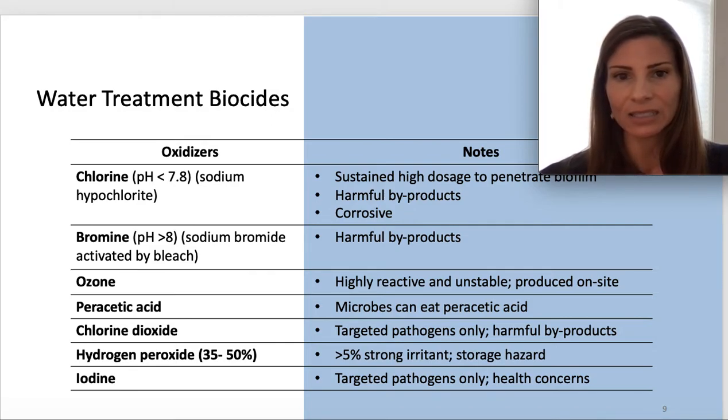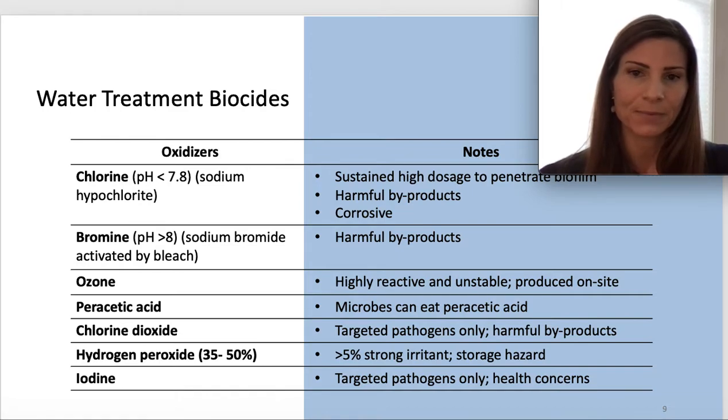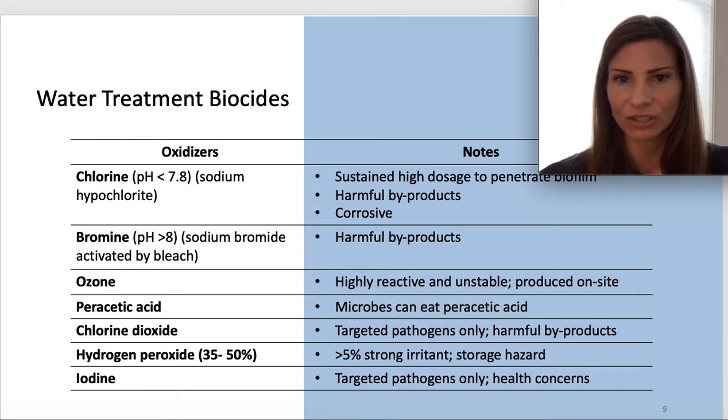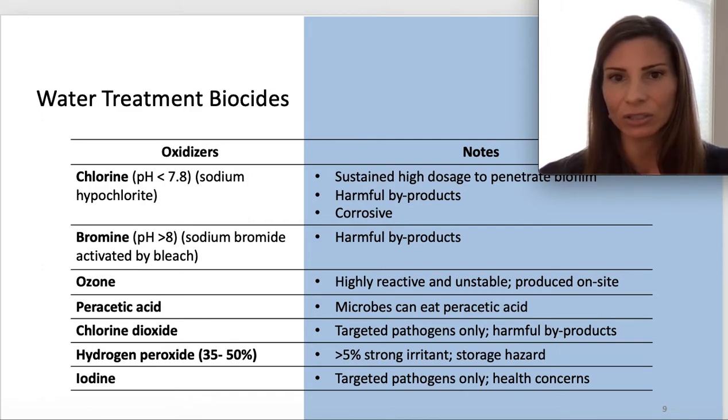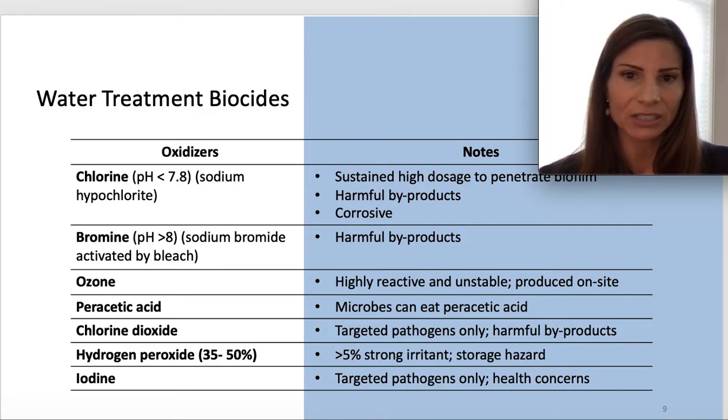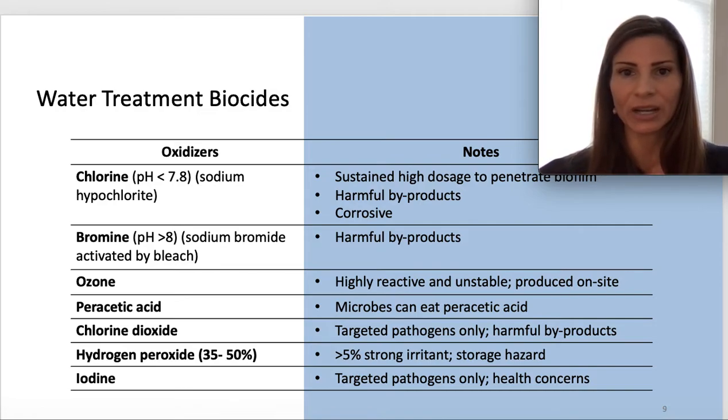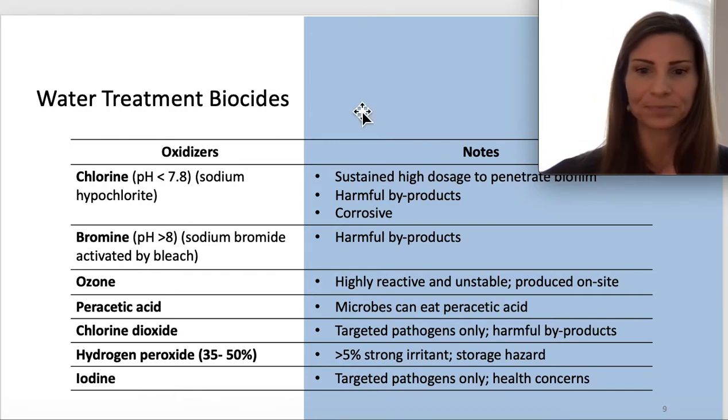Chlorine dioxide is another treatment, however, it is only effective against targeted pathogens and decomposes into halogenated disinfectant byproducts. Hydrogen peroxide is effective, however, very high concentrations are needed, and it's a very strong irritant at concentrations above 5%, and it creates a storage hazard. Iodine is another oxidizer that has been historically used, but there are health concerns associated with people with thyroid disorders.